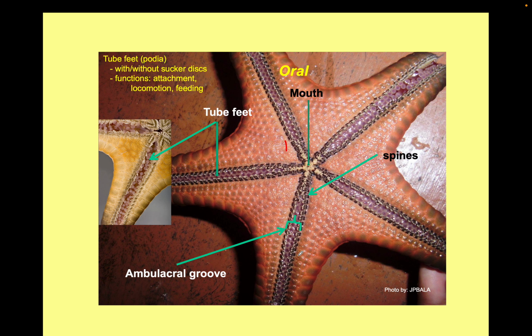On the oral surface, the ventral surface, you can see tube feet that may or may not have suckers. I'm pretty sure most representatives of true starfishes have suckers, or tube sucker discs associated with the tube feet. You can see here the ambulacral groove on one arm, this canal or opening here.